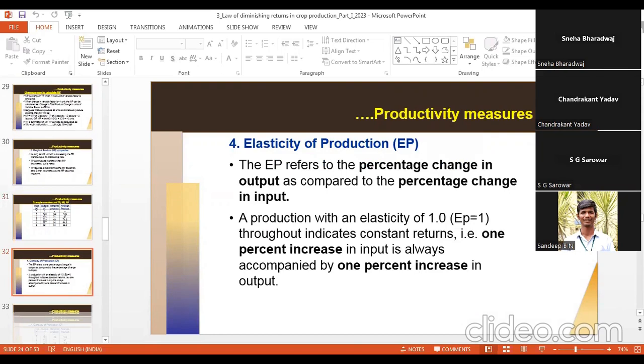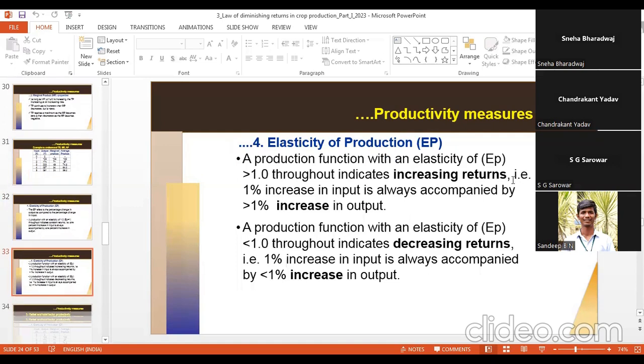Now, elasticity of production is also there. It is also a kind of productivity measure. The EP refers to the percentage change in output as compared to the percentage change in input. If you make 1% change in input, how much is the percentage change in output? That is known as elasticity of production. A production function with an elasticity of exactly 1 throughout indicates constant returns. That means 1% increase in input is always accompanied by 1% increase in output. Then EP will be 1.